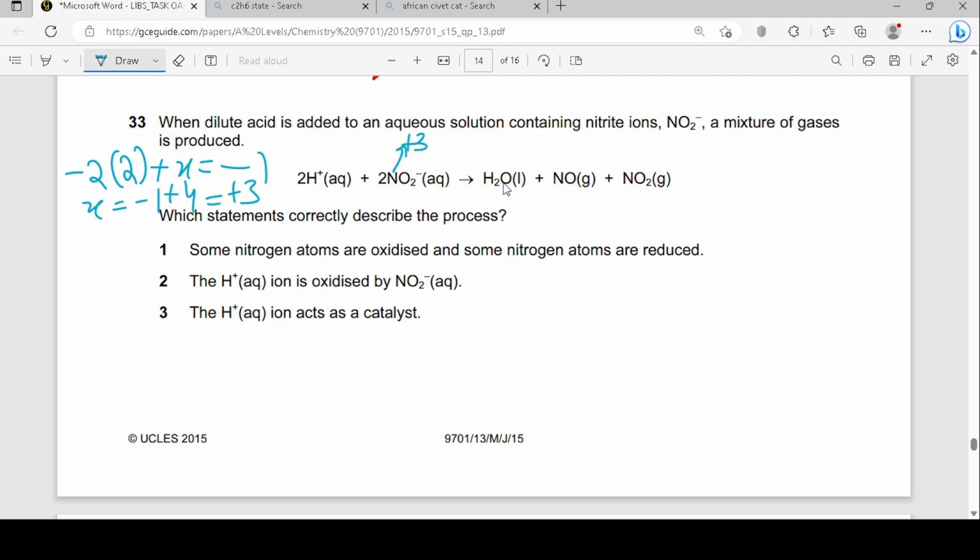H plus over here is +1 and over here is +1, so there's no change. Oxygen is -2 and -2, so no change. Even here it's -2 and -2 for oxygen. So if there is any change, it's going to be in nitrogen. So maybe this statement is right. Basically this means that a disproportionation reaction is occurring, so the same species simultaneously oxidize and reduce.